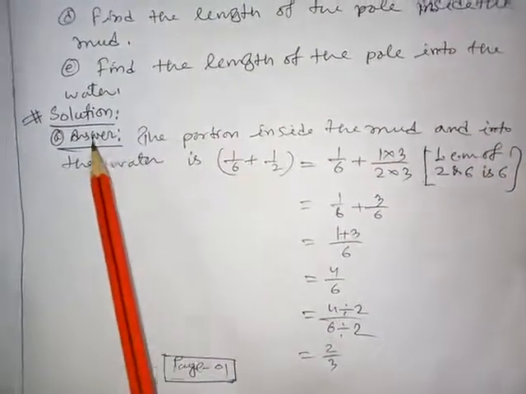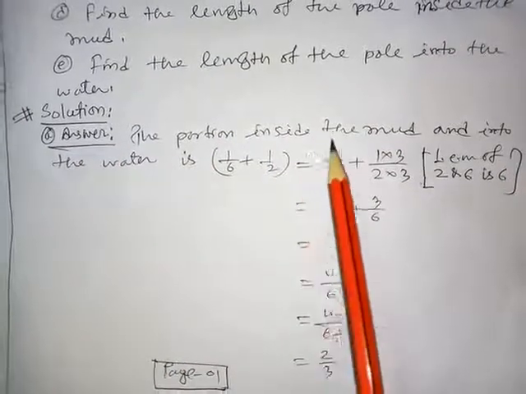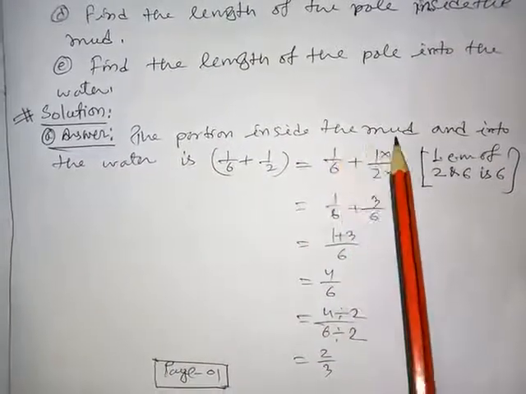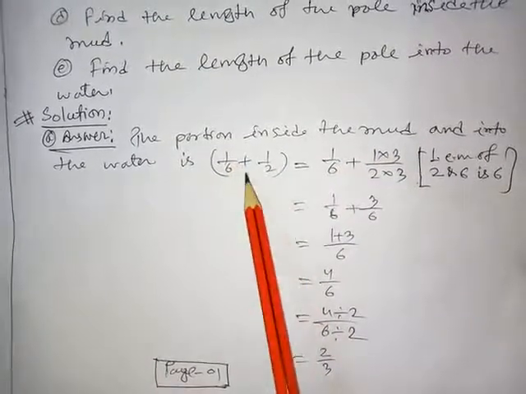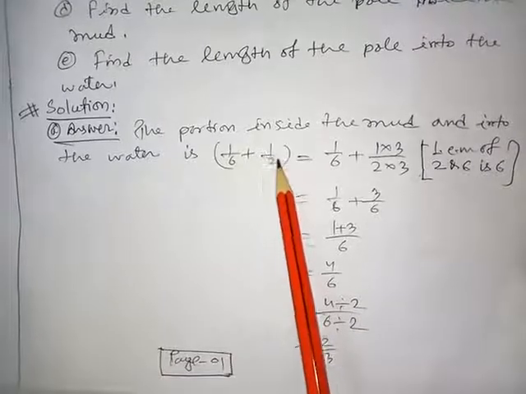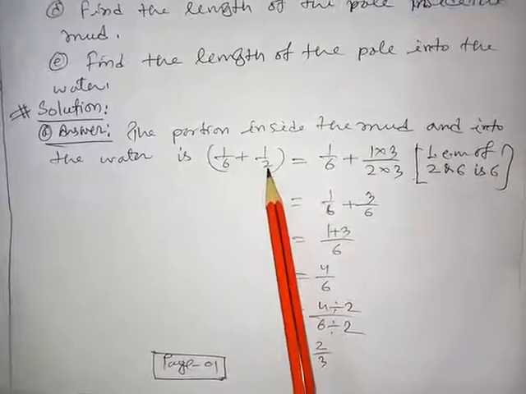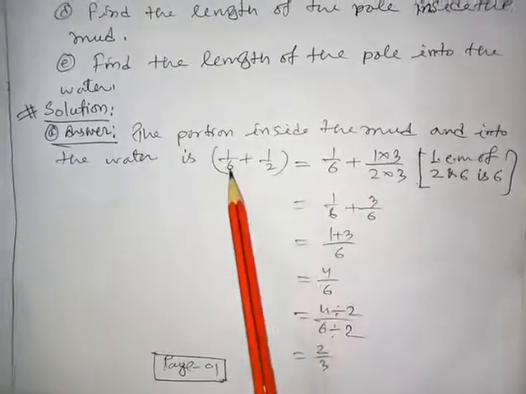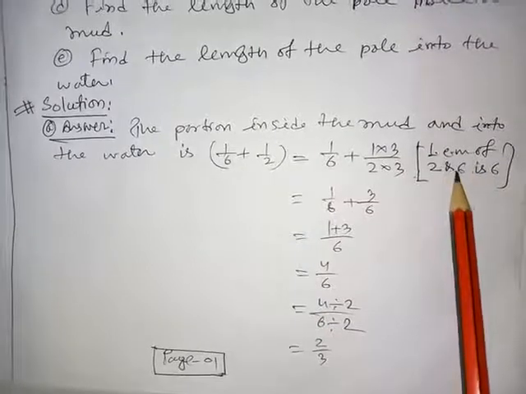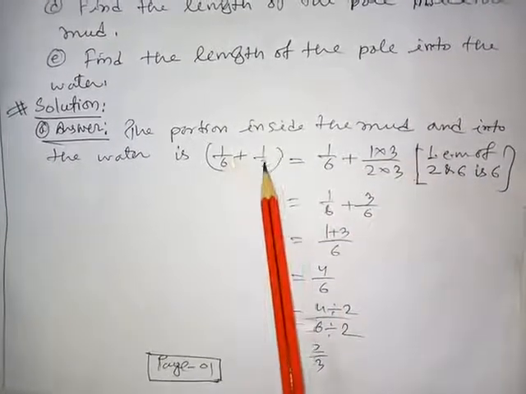Let us start the solution. Solution A. They are asking to find the portion of the pole inside the mud and in the water. So we have to add these two portions. If we want to add these two fractions, look, here the denominator is 6, here the denominator is 2. So different denominators, we have to make equal denominators. For this we have to take the LCM of 6 and 2. LCM of 6 and 2 is 6. So this denominator is always 6. We have to make this denominator 6.